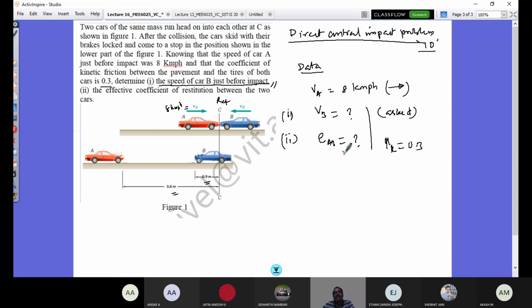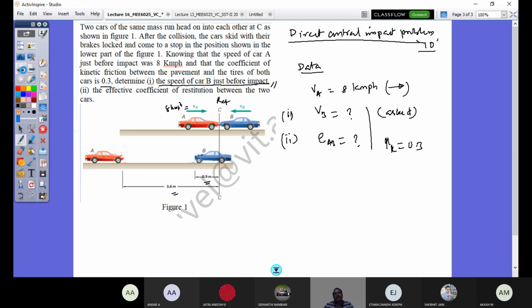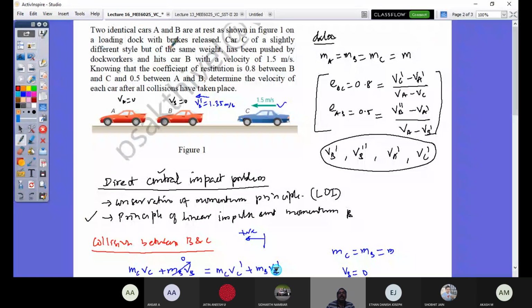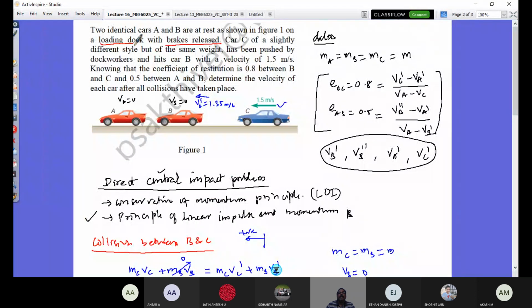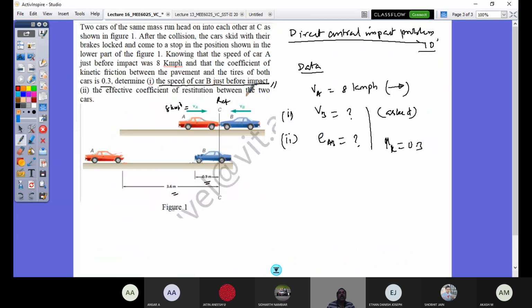So these distances are given, and that's something different from the previous problem. In the previous problem, we were not given any distances traveled by the vehicles when they came to rest. But here it is not so. Another important difference between the previous problem and this problem: in the previous problem, please note that the vehicle brakes are released. The two vehicles A and B are kept on the loading dock, and the brakes are released. That means there won't be any friction. In that case, we are not worried about friction on the tire, because it is going to roll freely. Whereas here, you see the brakes locked after the collision.